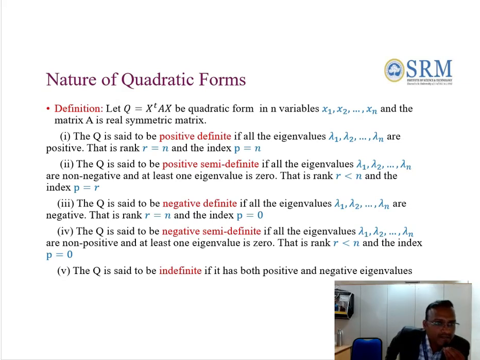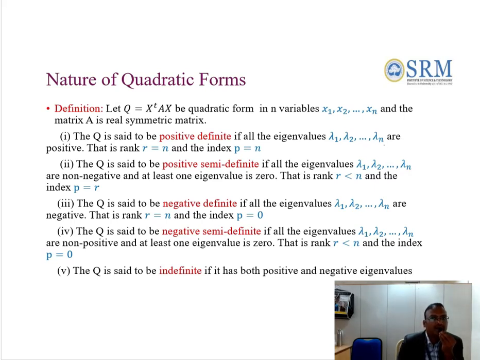So next definition, the positive definite, positive semi-definite, all these things. Let Q, which is equal to X transpose A X, be a quadratic form in n variables x1, x2, and so on, xn, and A is a real symmetric matrix associated with the given quadratic form. Now the first definition: the quadratic form Q is said to be positive definite if all the eigenvalues lambda 1, lambda 2, lambda n are positive.